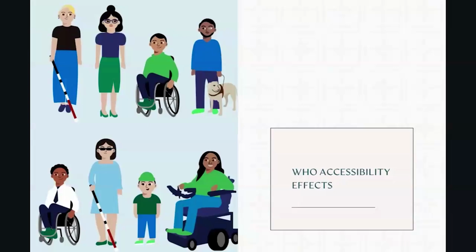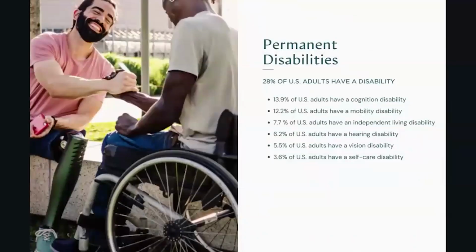Okay, so moving on to the next section, we're going to talk more about who accessibility affects. Of course, people with permanent disabilities are affected by accessibility. 28% of American adults have a disability. Now, there's a lot of different kinds of disabilities. They're not all physical. Some are cognitive, some are hearing, some are vision, some are with self-care and independence. So here's the breakdown of this number of the 28%.